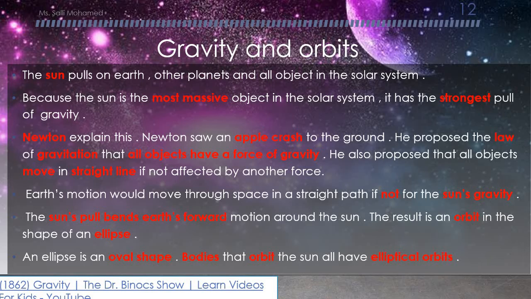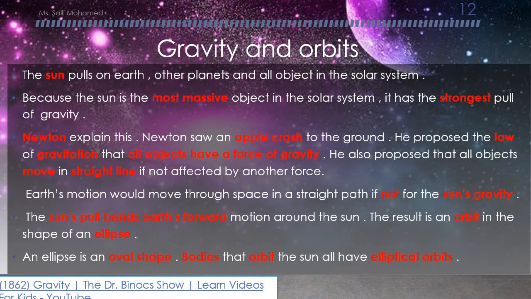Why is it the sun? Because it's the most massive object in the solar system. It has the strongest pull of gravity. It's the star that causes all the planets to rotate in their fixed orbits, without going away from their route or track.